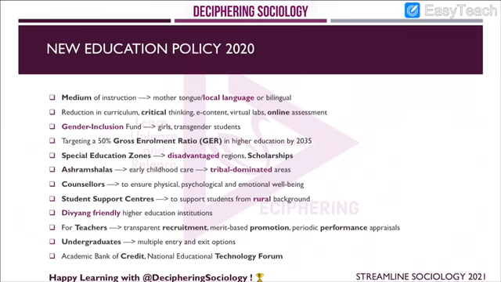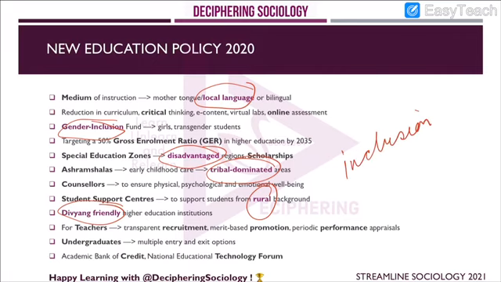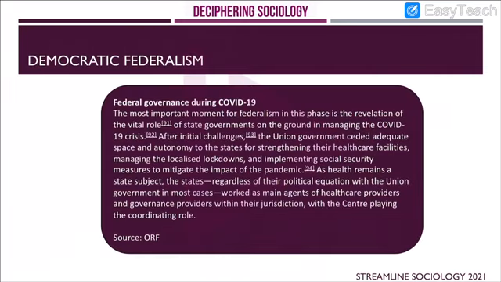In the new education policy, we could write about emphasis on local language, on gender inclusion, on the disadvantaged regions, tribal dominated areas, people from rural backgrounds, Divyang friendly. All these are signs of social inclusion.